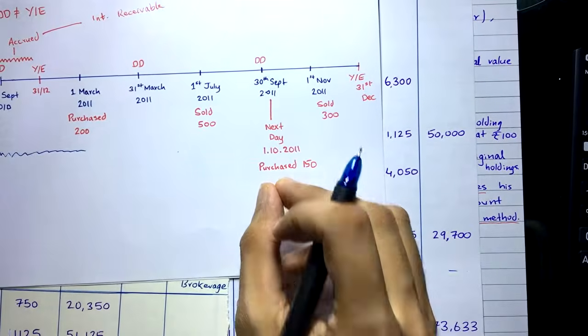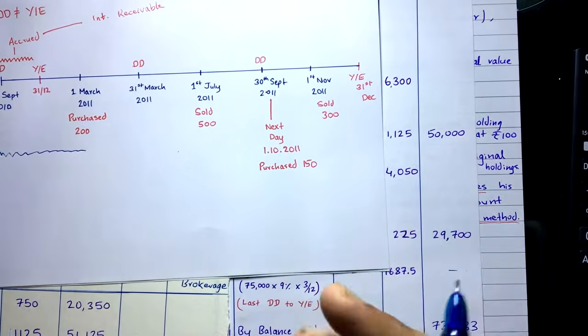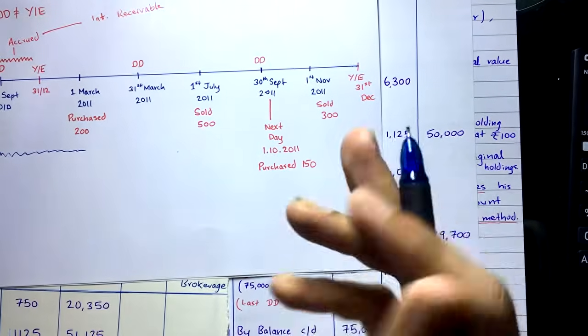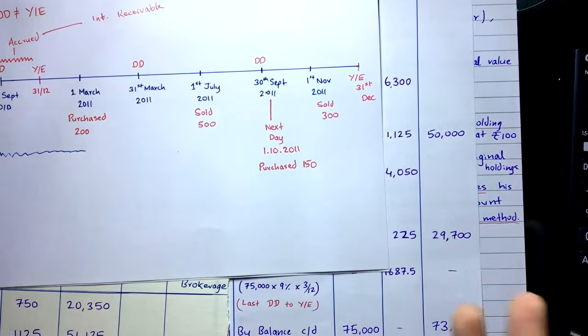कोई भी accrued interest देने की ज़रूरत नहीं है, क्योंकि because due date से एक दिन के बाद ही हमने purchase किया है. So no time has been passed. If no time has been passed, then there is no interest.